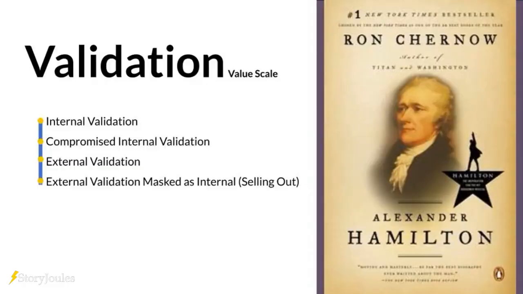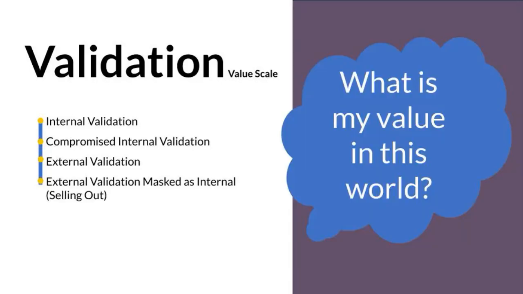Remember that scene? "Are those Chanel boots you're wearing?" "Yes, they are." To selling out, which is what her boyfriend accuses her of. And then she ends at internal validation when she quits on Meryl Streep and the fancy job. Hamilton is another example of a validation internal story dynamic. The question forced by validation is, what is my value in this world?